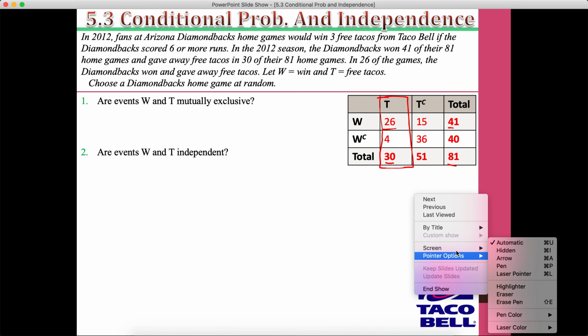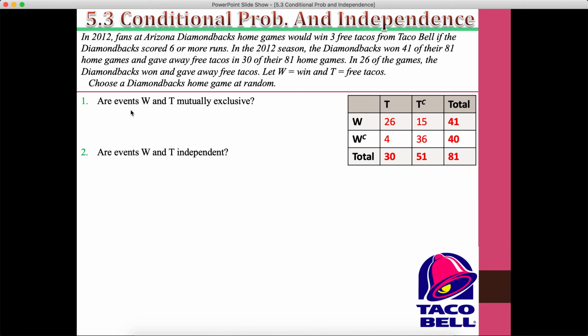So here's the same information again. If I ask, are events W and T mutually exclusive? Hopefully your answer is a very quick no, because here is them both occurring at the same time. That's 26 wins where people get free tacos.